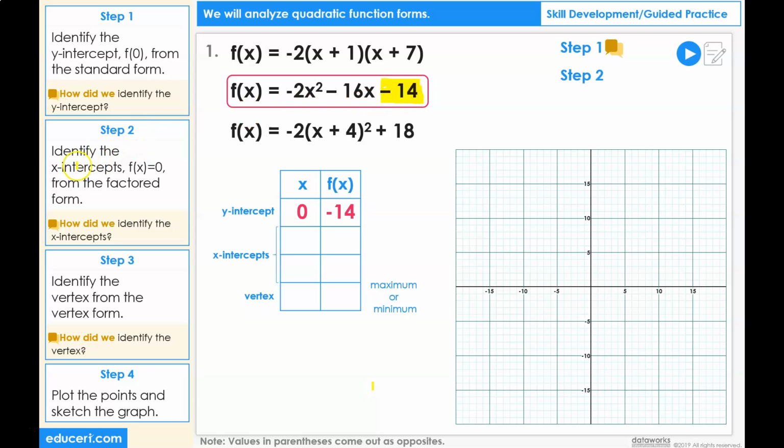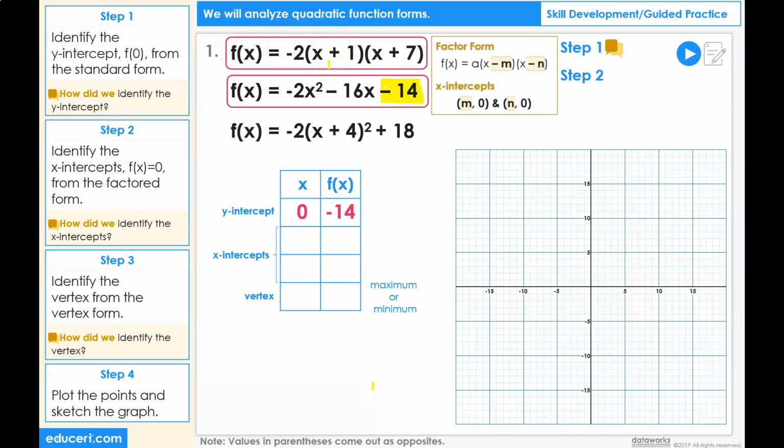Step 2. Identify the x-intercepts, the value of the function when it equals 0, from the factored form. So we need to identify the factored form. The factored form is the top quadratic function. And in the factored form, we know that there are two x-intercepts where we will take the values of the quantities inside and we will bring them out as opposite in the ordered pair.